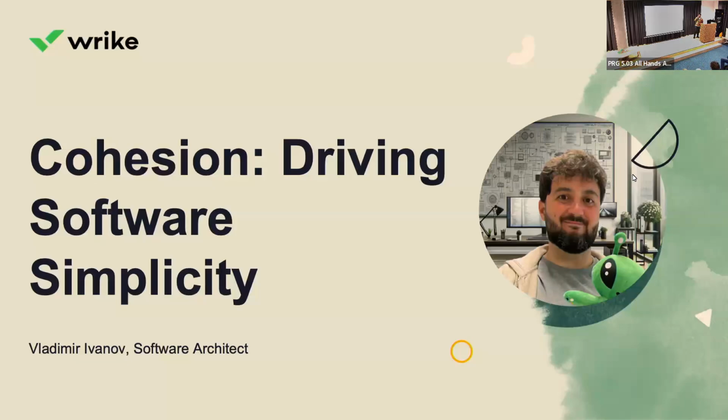My name is Vladimir Ivanov. I work as a software architect here at Wrike for 9 years. I came into the company as a junior backend developer when all developers were sitting in a single room. And I grew up with the company and became a software architect.